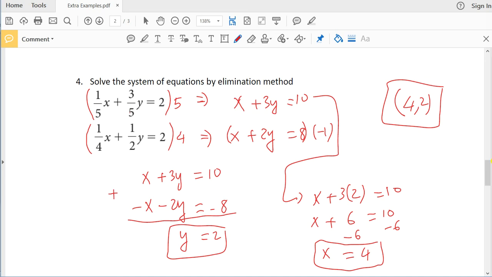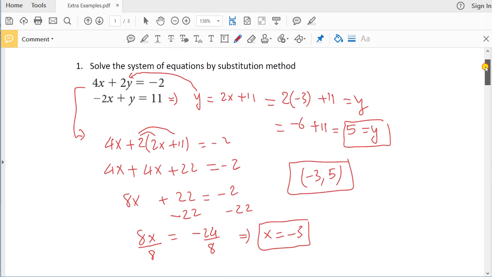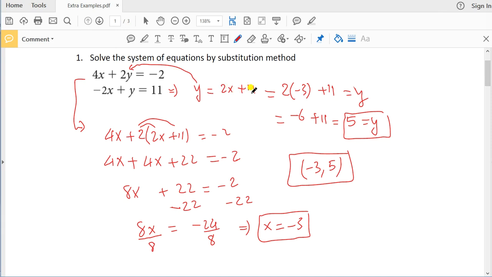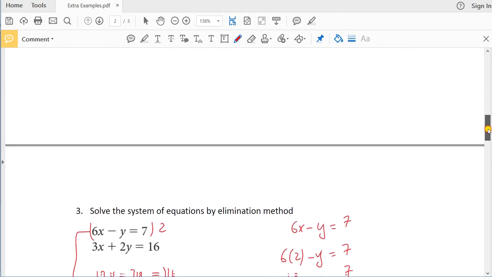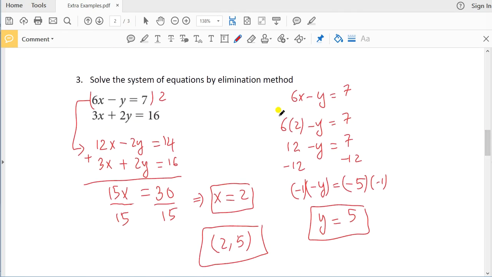Okay, so that is the second problem for the elimination method. We can see that for substitution, the first step is to solve for x or y, then plug that x or y into the second equation and solve the single-variable equation. For elimination, we are trying to make the two variables have opposite signs, so that when we add them together, that term cancels and we can solve for the other term.